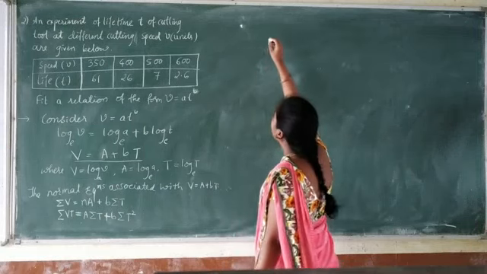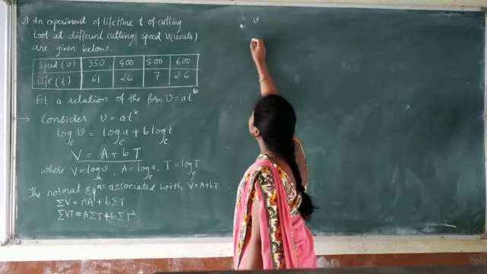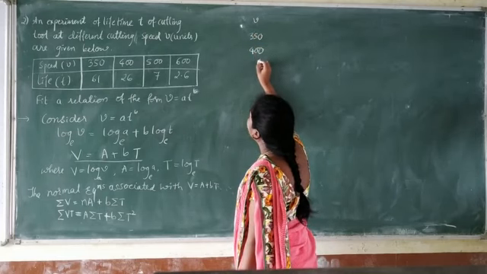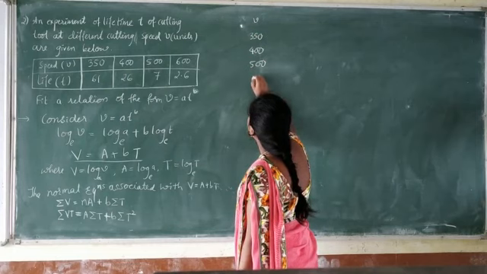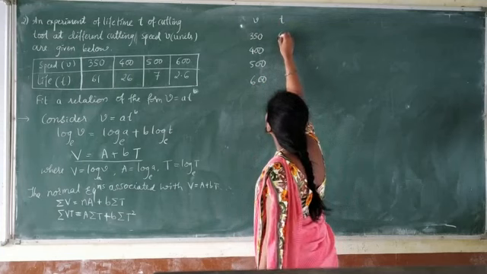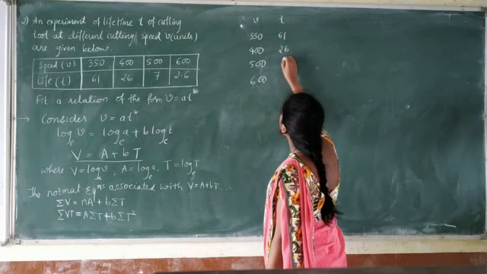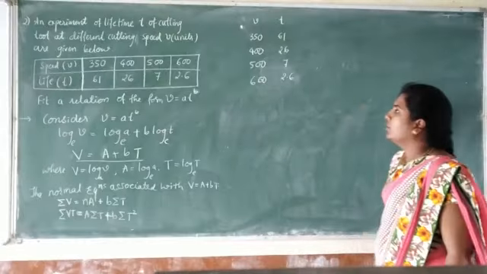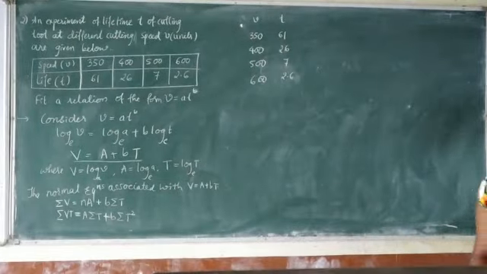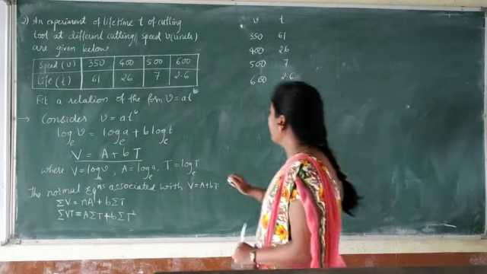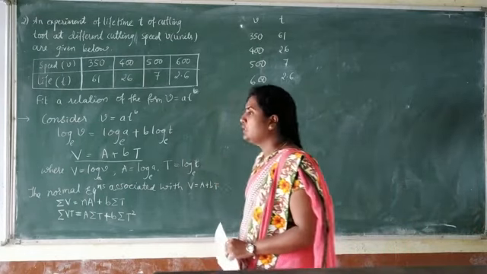To find that, let us write the table. First, values of v: 350, 400, 500, 600, and the mean life in t, which is given as 61, 26, 7, 2.6. Next we need to find capital V and capital T. Capital V is nothing but log of small v, and capital T is nothing but log of small t.